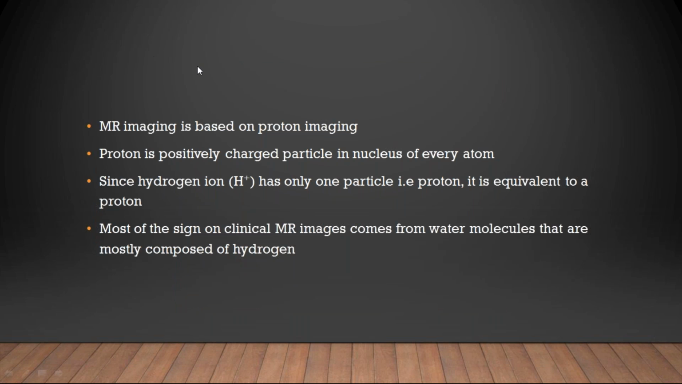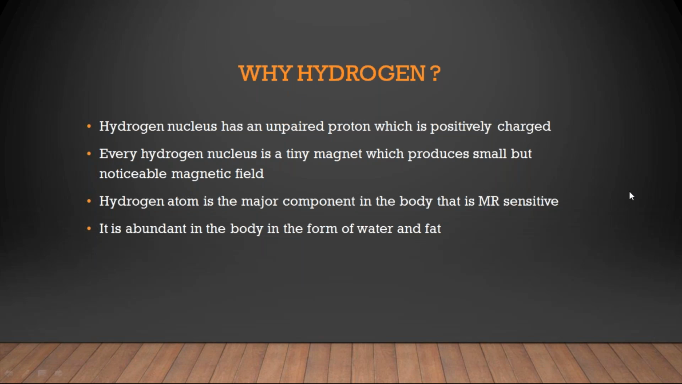So how is an MR image obtained? MR imaging is based on proton imaging. A proton is a positively charged particle in the nucleus of every atom present in our body. Since hydrogen has only one particle, it is equivalent to the proton. Most of the signal on MR images comes from the water molecules that are mostly composed of hydrogen.